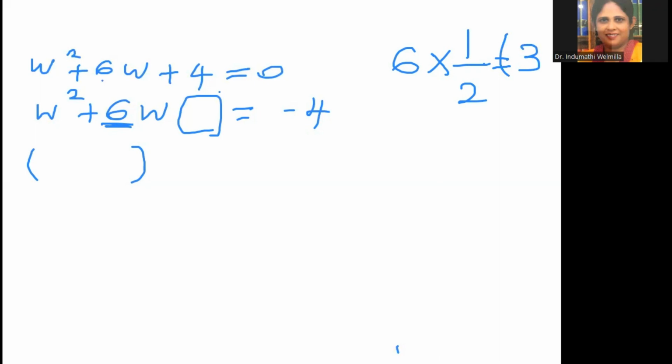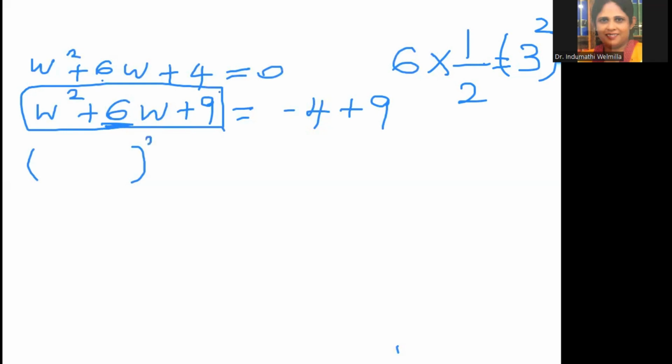And then square that value. Right? So when we add this value in here, 3 squared, 3 times 3 is 9. And also we need to add 9 here, because otherwise, if we do not do that, our original equation will be changed, right? So now when we add this value here, we can write this as a complete square, right? Complete square, with this 9.